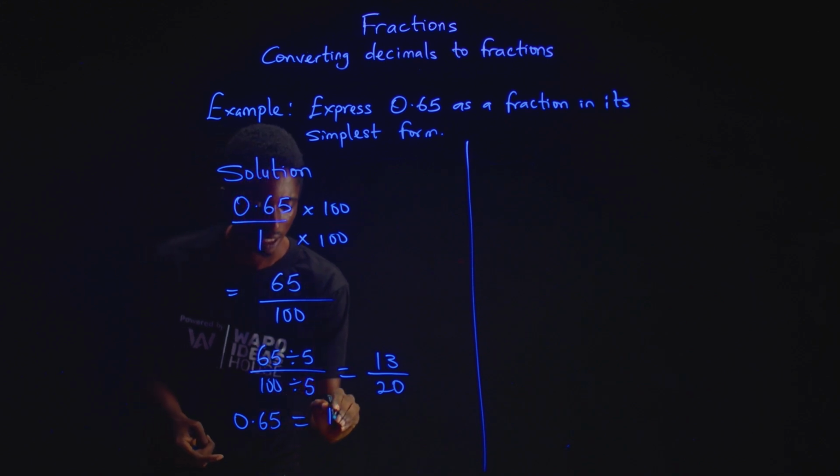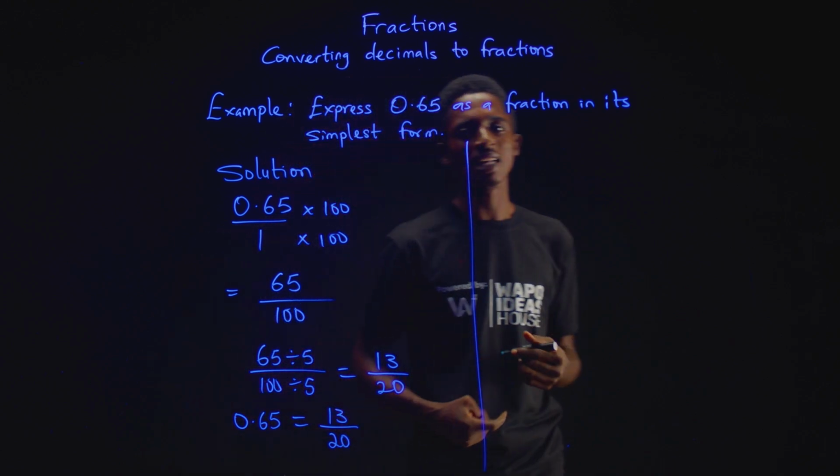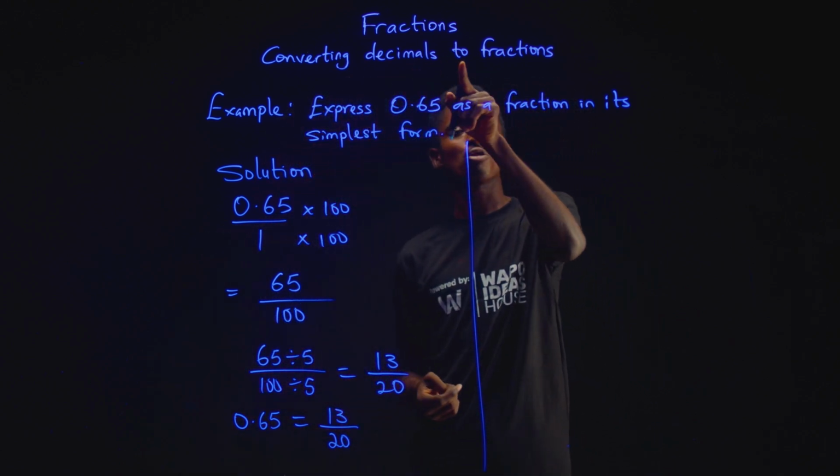Therefore, our final answer is that 0.65 equals 13 over 20. This is how we convert from decimals to fraction.